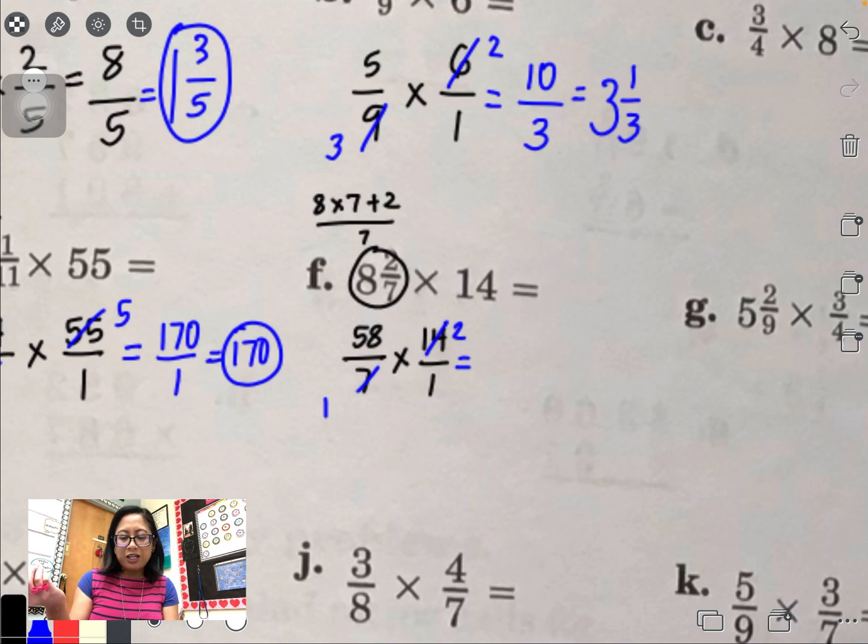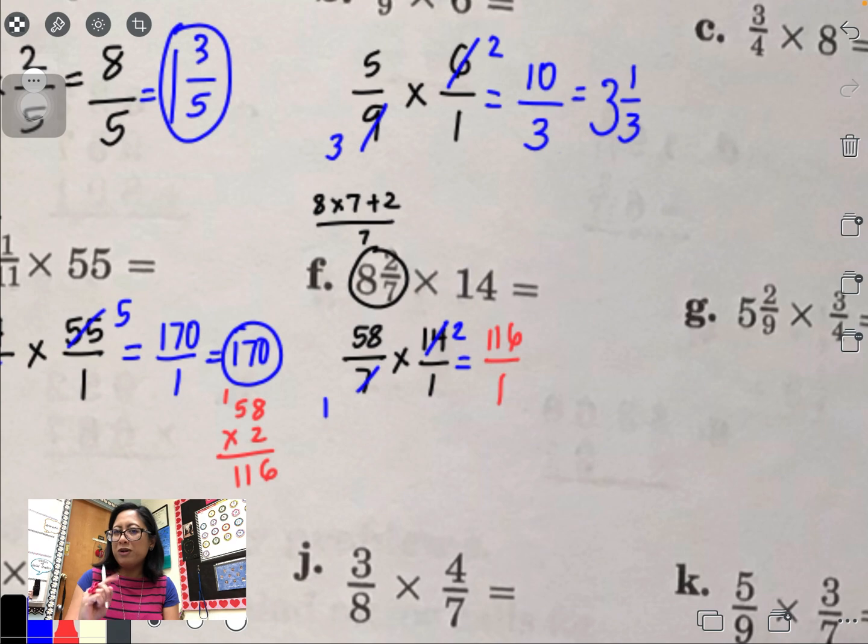And now on scratch paper, I can just do 58 times 2. 2 times 8 is 16. 5 times 2 is 10, plus the extra 1 is 11. So this is 116 over 1. Remember, the 1 on the bottom doesn't change anything, so it's really just 116.